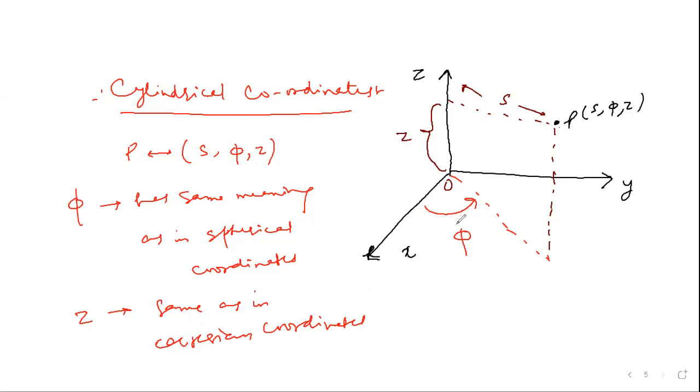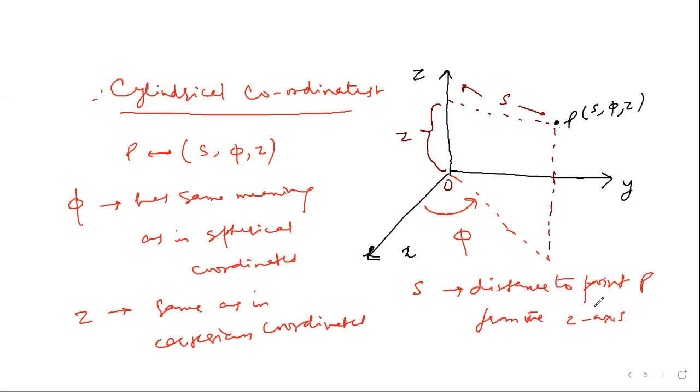S is what? S is the distance to point P from the z-axis. In spherical polar coordinates, R is what? The distance from the origin to the point.